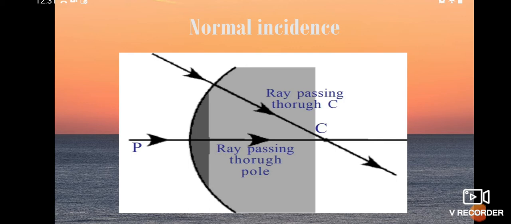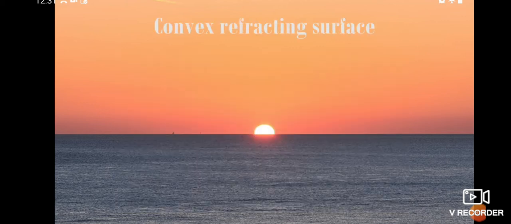So what happens when the light ray travels parallel to the principal axis? Let us see with some pictures. Okay, here I have taken a convex refracting surface.